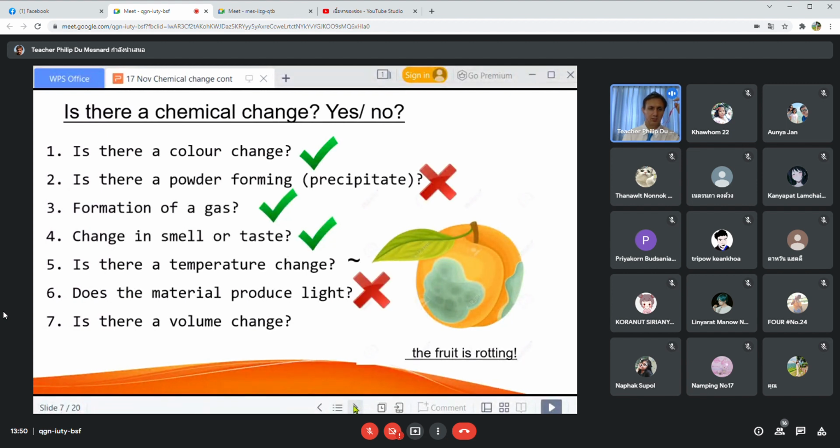Light, no light. Volume change, actually, I'm not sure. Maybe it gets a little bit smaller, actually. Class, so chemical change, yes or no? Yes. Very good. Yes, they are, because 1, 2, 3 questions are right. So yes. Okay, next one.